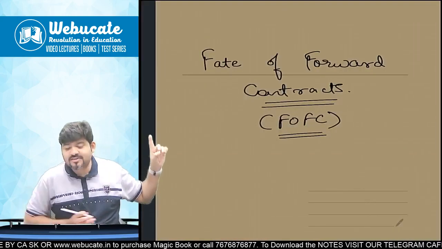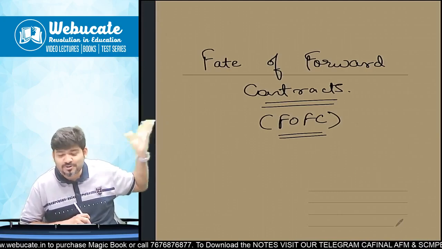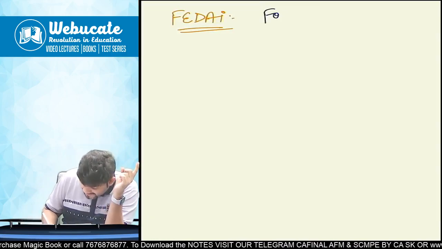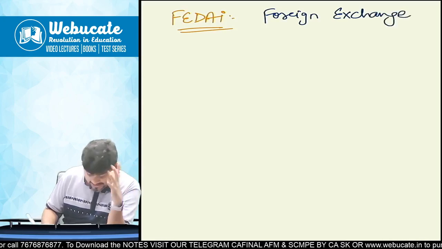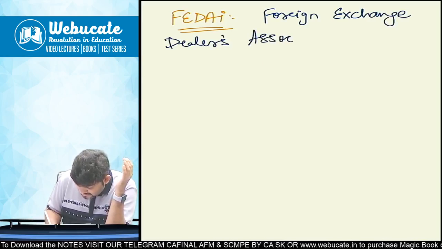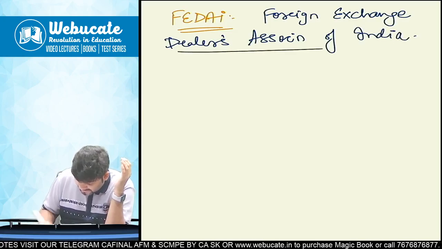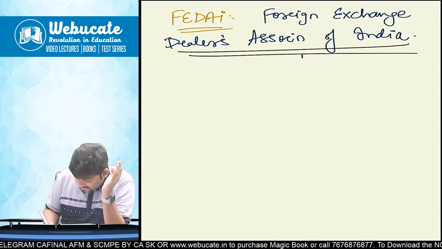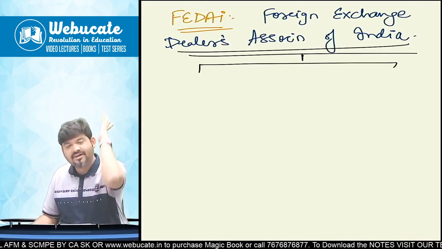And all of the fate of forward contract that we are going to study in the next 1, 2, 3, whatever hours is all guided and developed by FEDAI. What is FEDAI? It is Foreign Exchange Dealers Association of India. So they observed that there are three things possible. So what are the three things? First is on time delivery of forward.